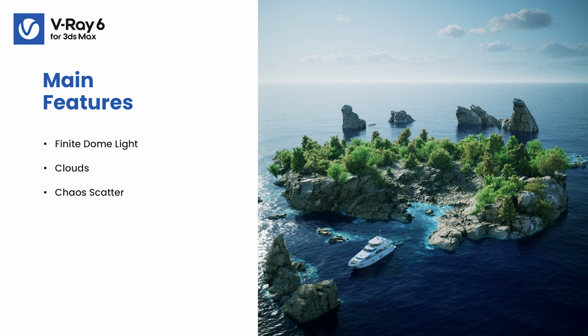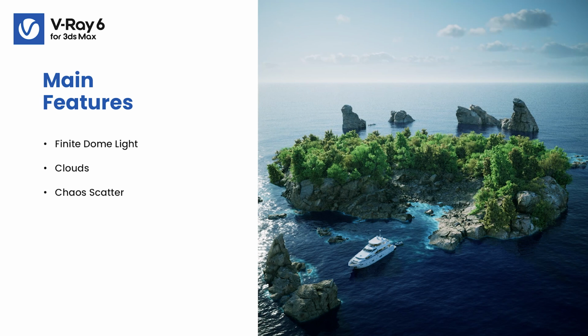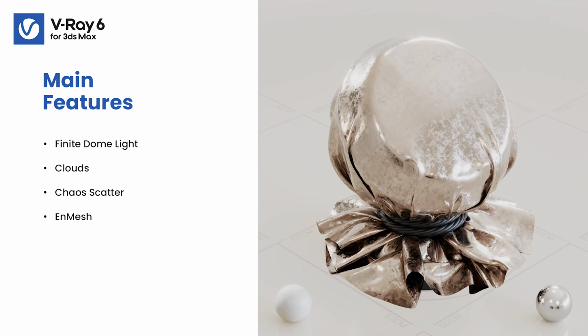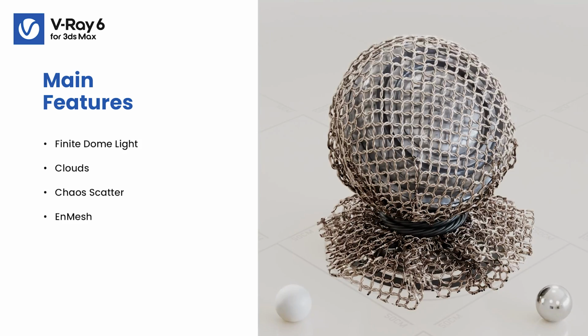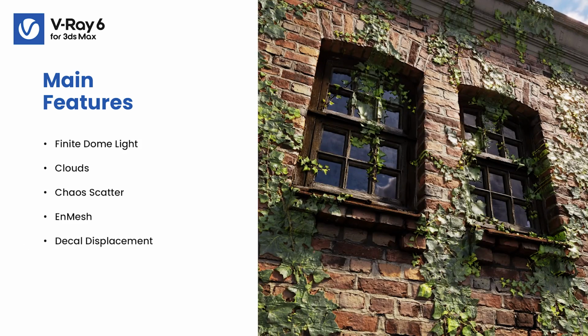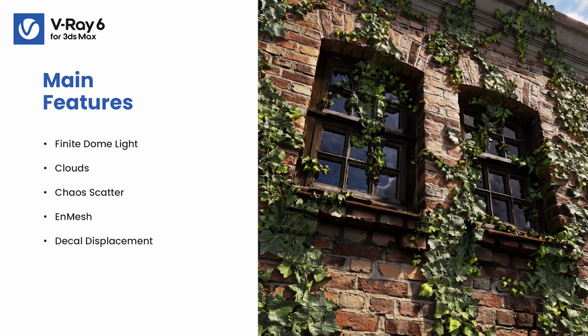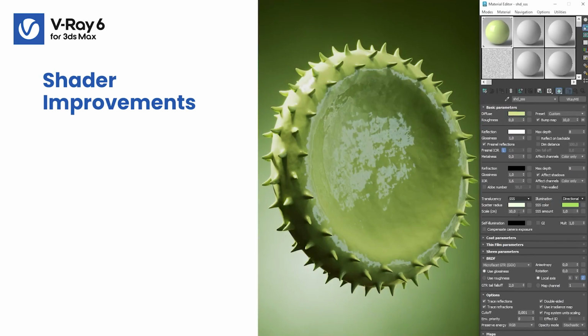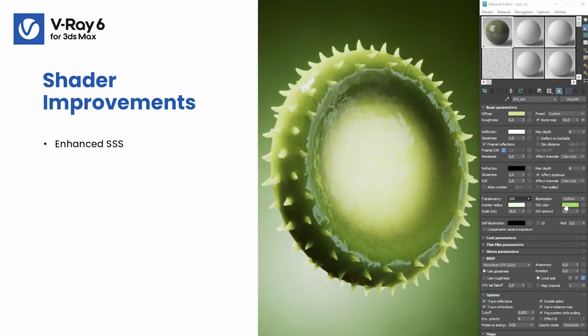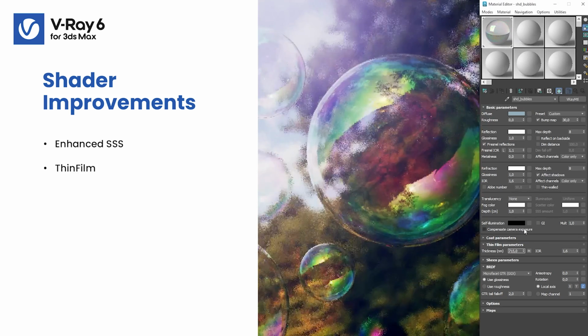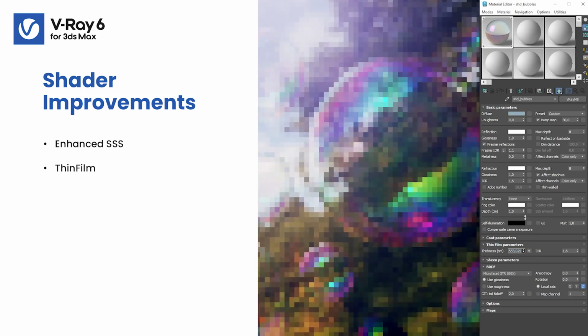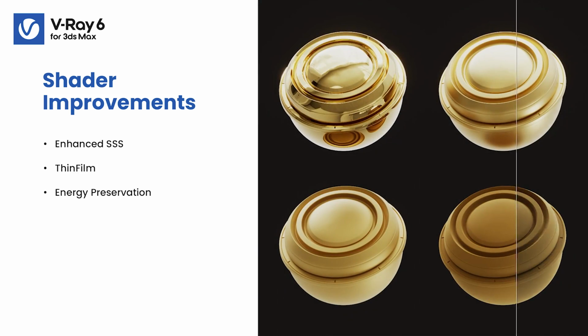The Chaos Scatter plugin that can distribute vegetation procedurally. The new Thin modifier that can replace surfaces with complex geometry. And displacement texture support for V-Ray Decals. We'll also check out shader-related improvements such as the enhanced subsurface scattering in the V-Ray material, the new thin film option to generate various interesting effects, and a new energy preservation model that renders rough shaders now much more realistic.